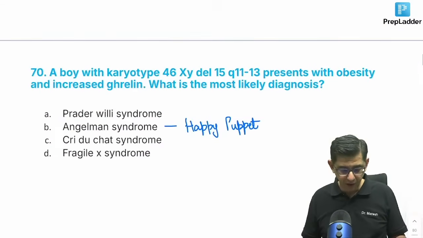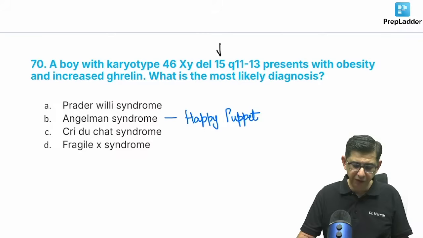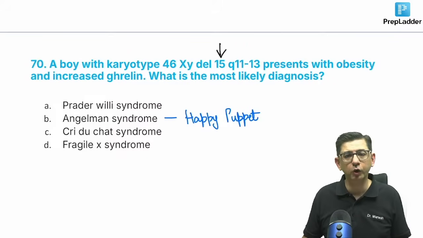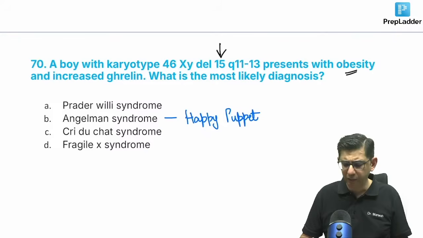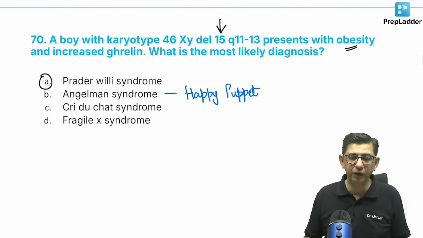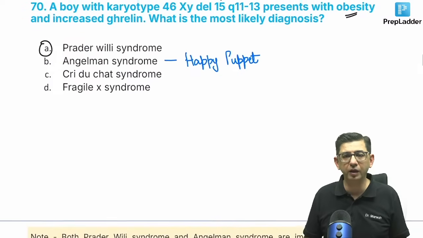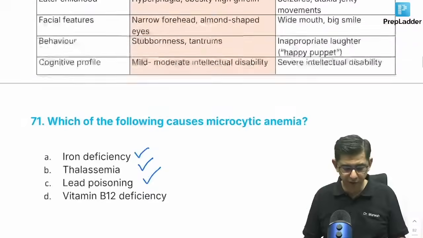Okay, G, fine. Boy with a karyotype related to chromosome 15. There were two possibilities here, Prader-Willi and Angelman. If obesity was given, ghrelin part was described, we'll go with Prader-Willi. If it's going to be a happy puppet, we'll go with Angelman syndrome. Most people, I think, in the recall spoke about some kind of obesity or weight gain in a person. So we'll go with option number A for this one.